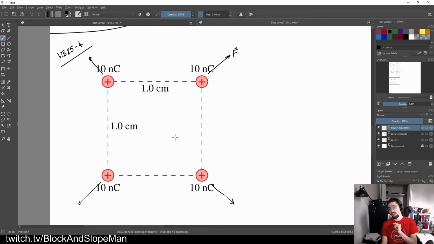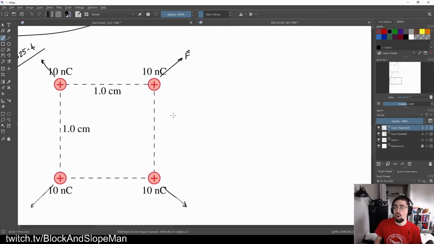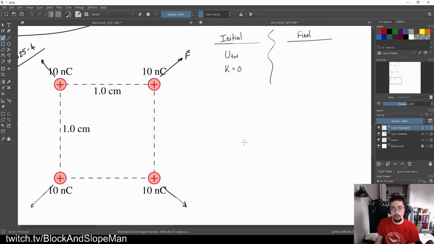So let me think about this. This ensemble, whatever it is that goes into this, has a total potential energy when we start, but no kinetic energy. So let's say initial is U total. I'll just leave that there for now. And kinetic energy, capital K, is equal to 0. Final. When they get infinitely far away from each other, anything over infinity is 0, right? Or approaching 0. So we're saying that at the very end, my potential energy is 0. All of the energy has gone into kinetic energy.